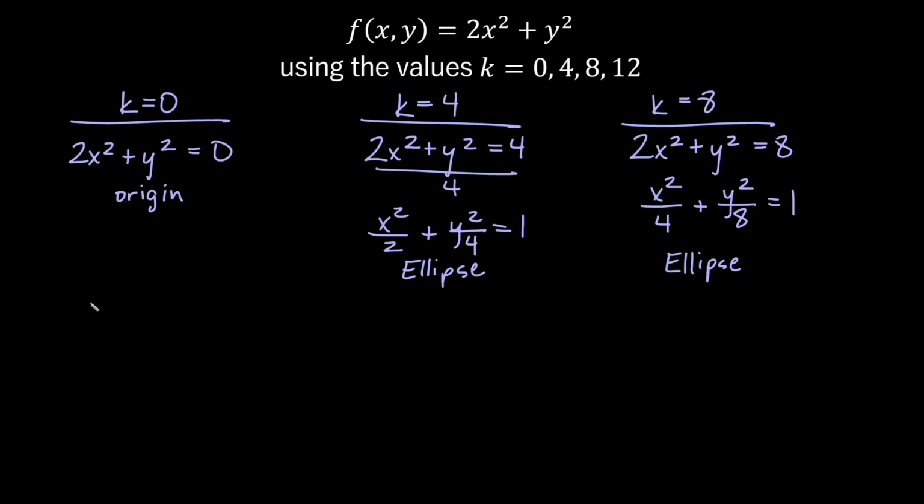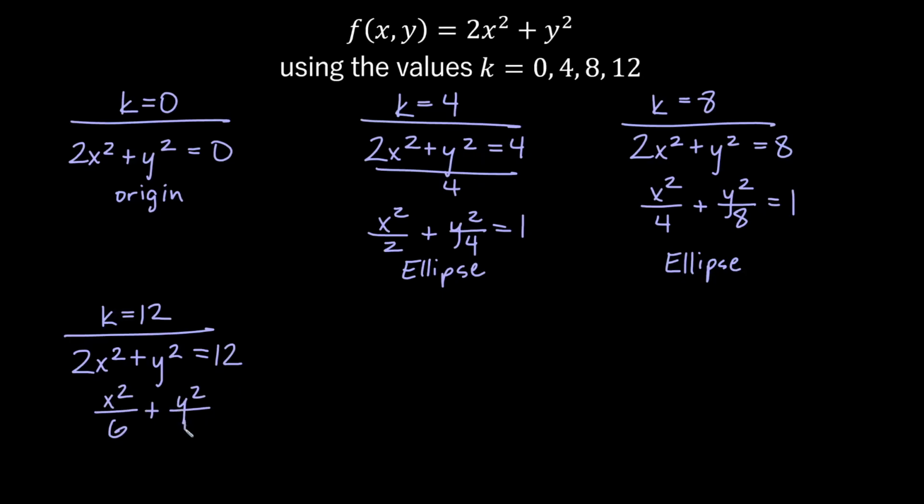Go ahead and look at our last one here. So we also have k equal to 12. Setting our function equal to 12, 2x squared plus y squared is equal to 12. Dividing again, you can see we get a similar thing, right? We'll divide by 12 this time, so we actually get x squared over 6 plus y squared over 12. If you graphed these, you'd have to figure out what the square roots of these are and give some approximation when you're drawing it. But this is going to be an ellipse again and a little bit bigger than the ones before it.